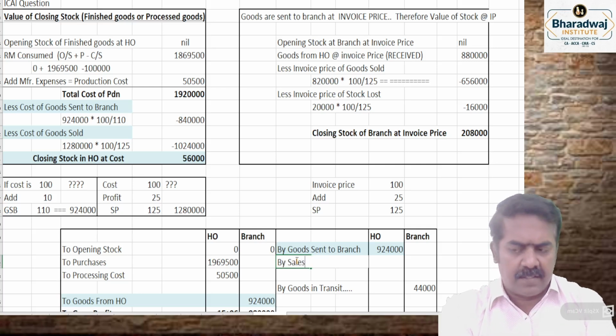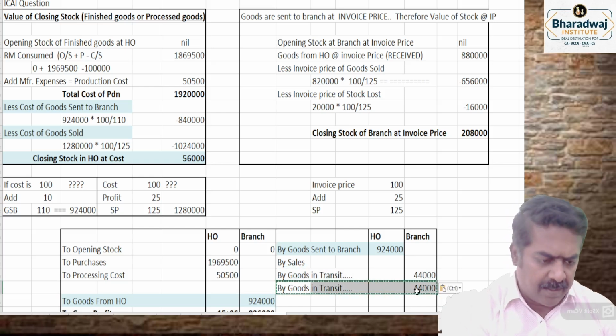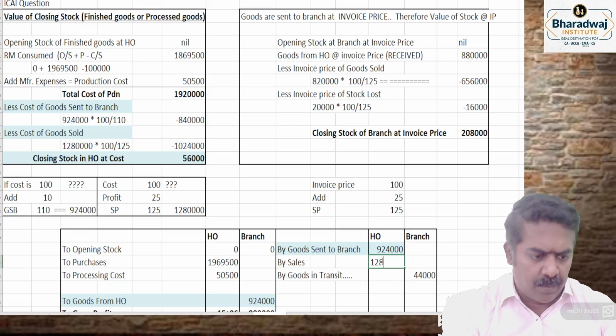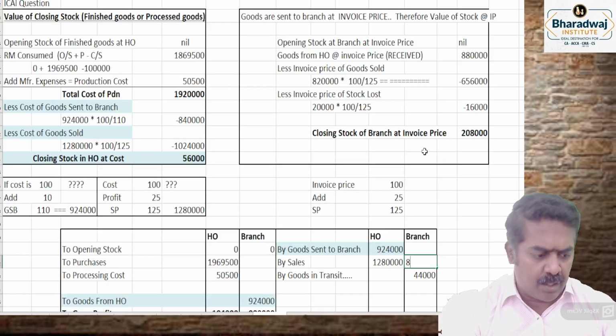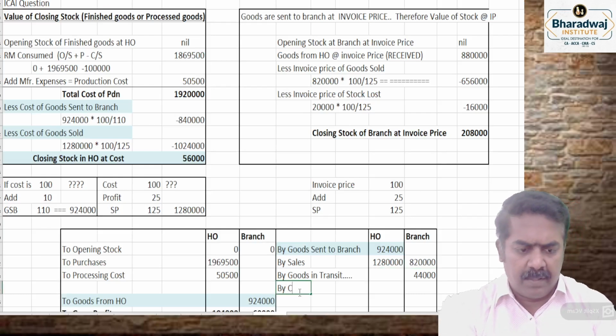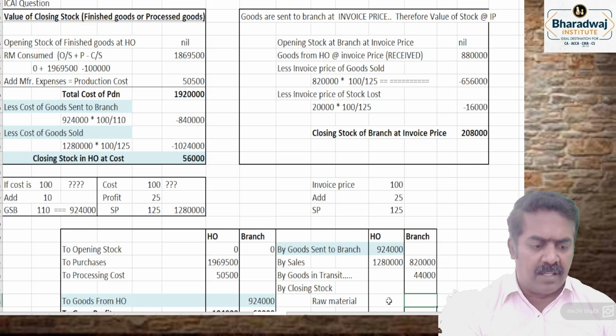By sales. What is the sales? 12 lakh 80,000 for head office. For the branch, how much? 8,20,000. Then by closing stock. Closing stock, we have got raw material. Now raw material is nothing but unprocessed goods. So the closing stock of unprocessed goods will be there in the head office column.